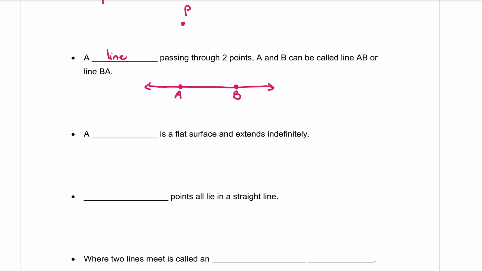The next dot point, a plane is a flat surface that extends indefinitely. So it's a two-dimensional shape, a plane. So maybe you could imagine it's like your sheet of paper in front of you, something like that, but it could extend in any direction indefinitely.